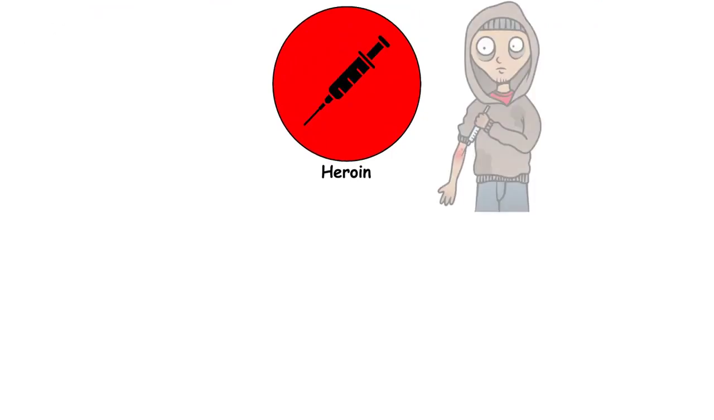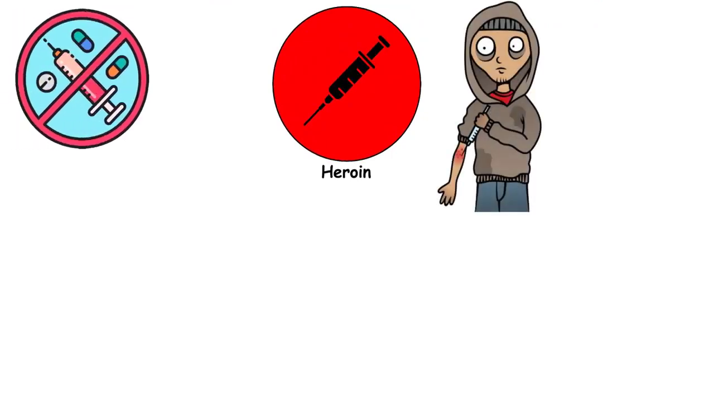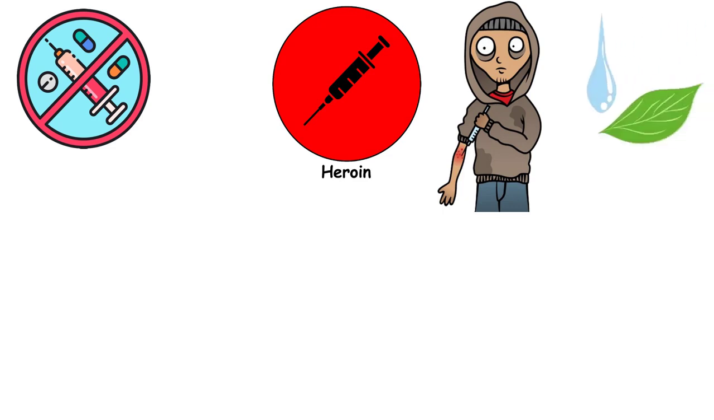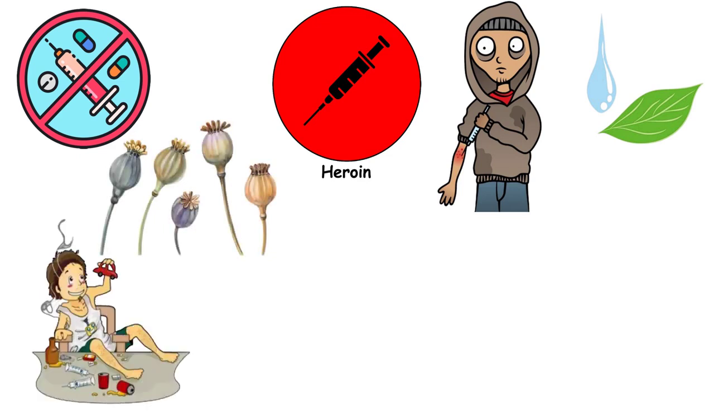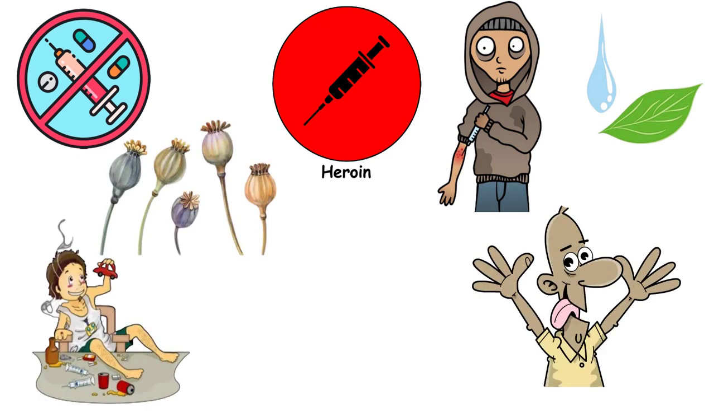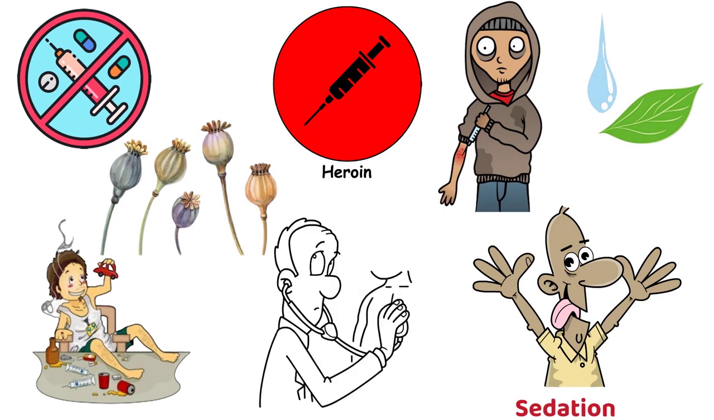Heroin. Heroin is an illegal opioid drug synthesized from morphine, a natural substance extracted from the seed pod of certain varieties of poppy plants. It is highly addictive and can cause profound euphoria, sedation, and respiratory depression.